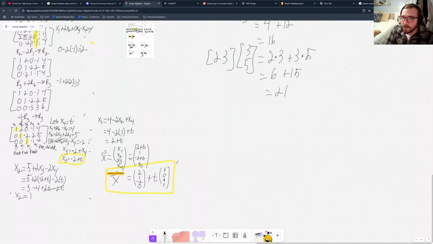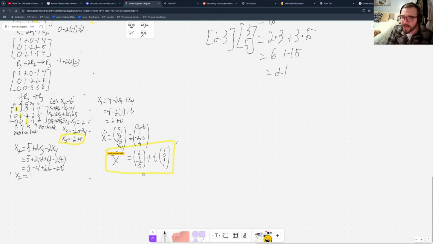So I know it's kind of a lot. But when we say infinite solutions, this is what it means, right? We have some point that's the real solution, where this free variable doesn't contribute to it in any way, right? It has 0 for the x4. And then there's infinitely many solutions because we can plug any value in for t.